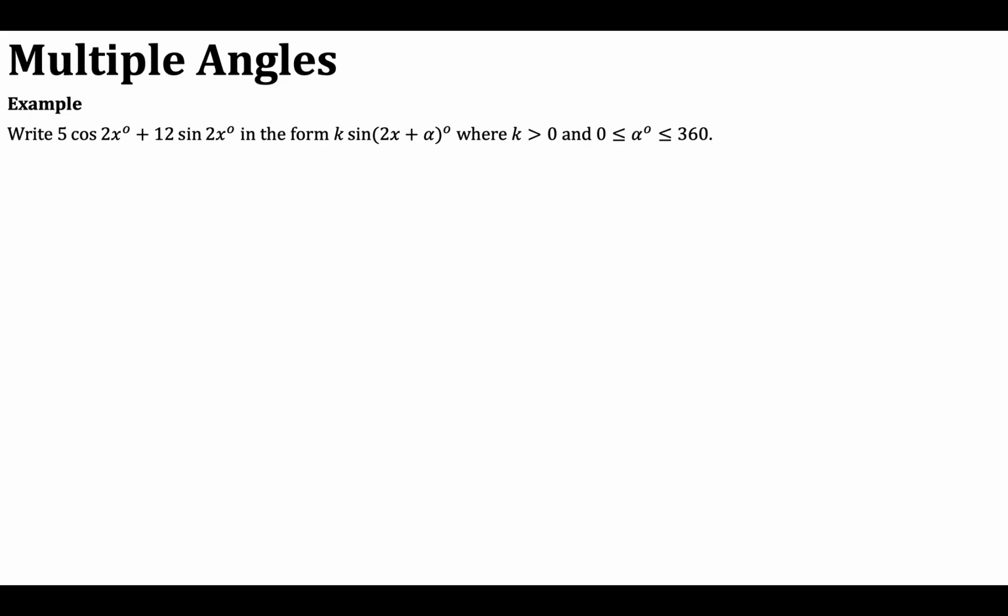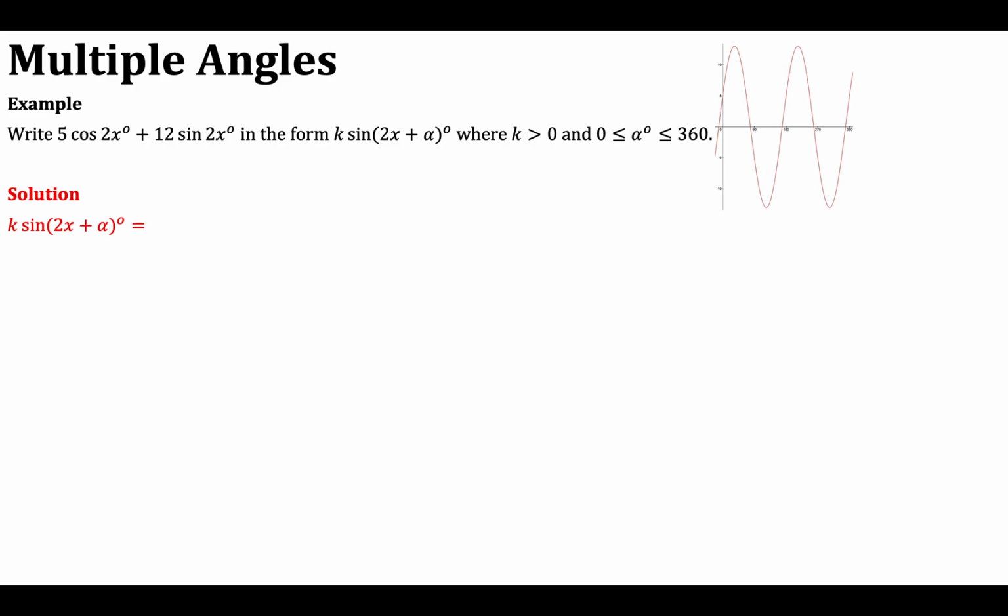So we want to write 5 cos of 2x plus 12 sine of 2x in the form k times sine of 2x plus alpha, where k is greater than 0 and alpha lies between 0 and 360 degrees. As always, we'll have a quick look at the graph of 5 cos of 2x plus 12 sine of 2x. And at the end, once we've re-expressed this in the form k sine of 2x plus alpha, we'll check that the graphs are exactly the same.